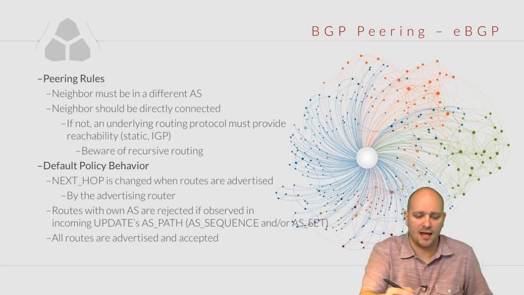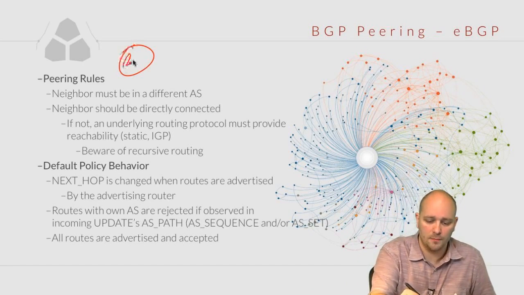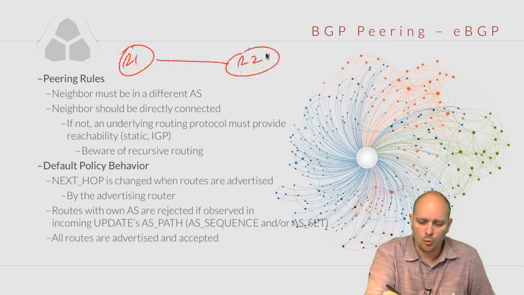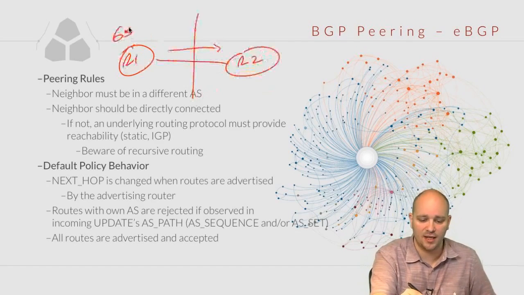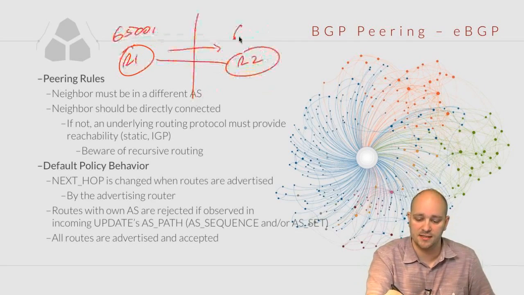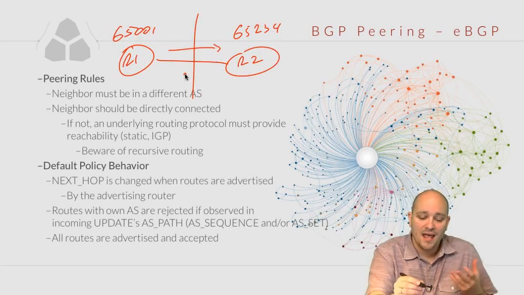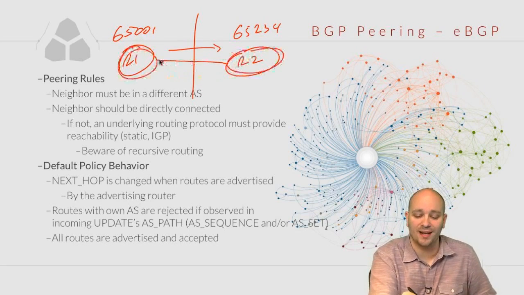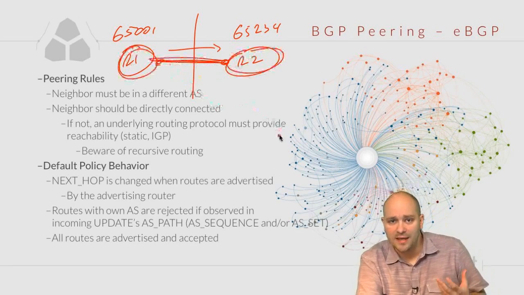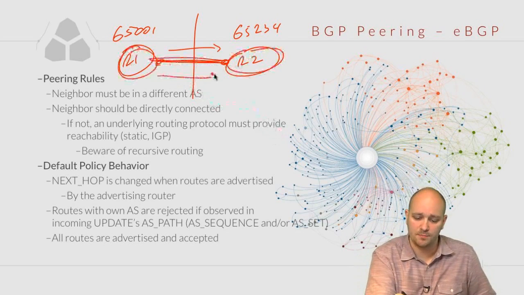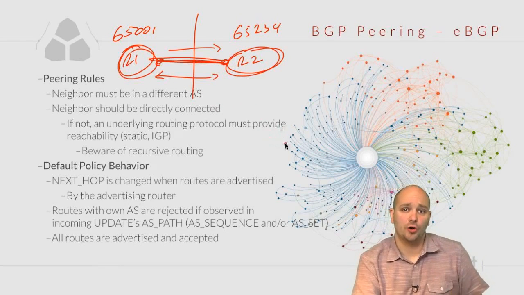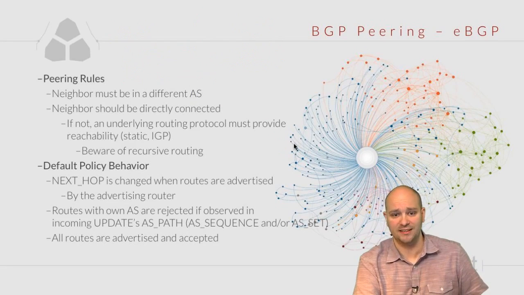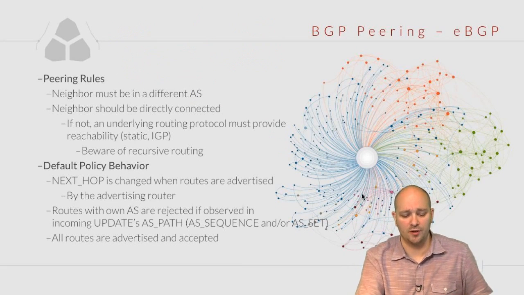That means that if we had two routers, let's say our R1 and R2, when we configure the peering between them, if they are not in the same AS, like in our case we have 65001 and 65234, these two routers will consider this an external peering. That means that the default behavior, the default policies, the requirements, are going to be those of an external peering session. So what are those peering rules?